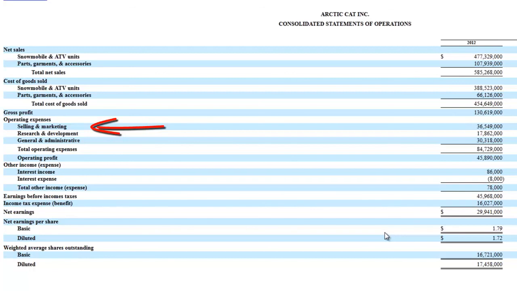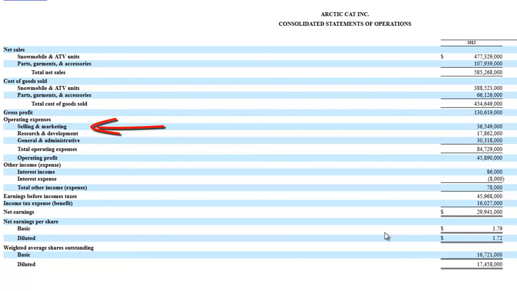Many people think of selling and marketing as only advertising and sales, but this is not completely accurate, because advertising and sales, yes, they are part of selling and marketing, but there's a lot more to it than just advertising and sales. For example, selling and marketing expenses also include preparing the merchandise for sale, which would be considered things like shipping and handling expenses and warehousing.